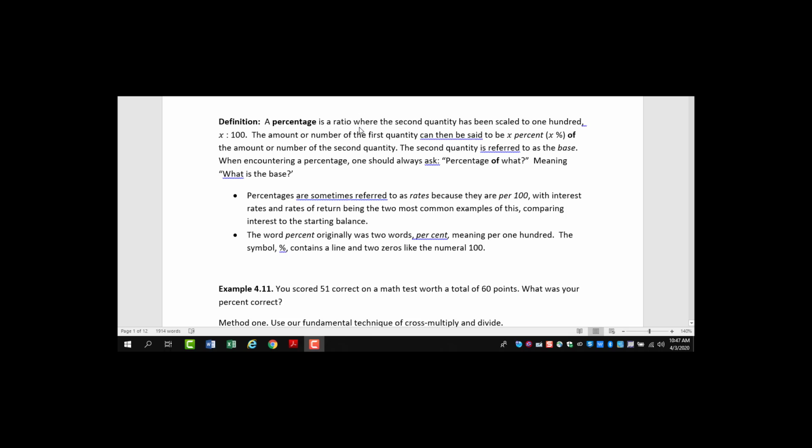So a percentage is simply a ratio when the second quantity has been scaled to 100. Some number per 100. The amount or number of the first quantity can then be stated as X percent of the amount of the second quantity. The second quantity is referred to as the base. When encountering a percentage, you should always ask, a percentage of what, meaning what is the base.